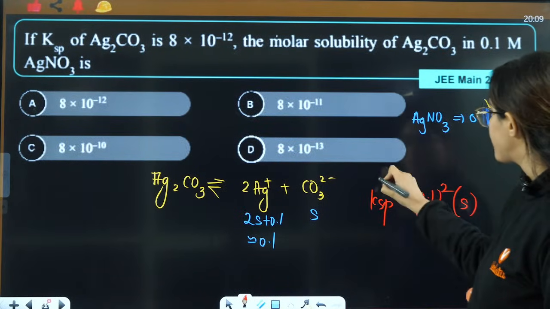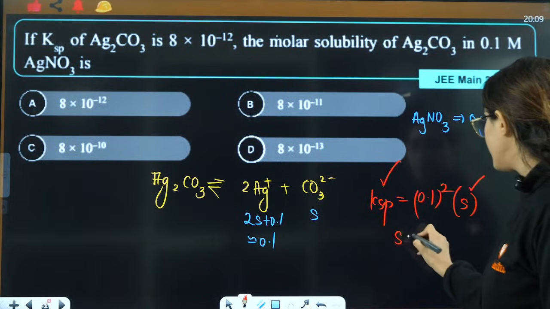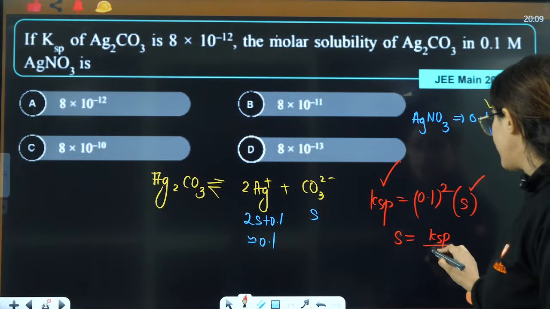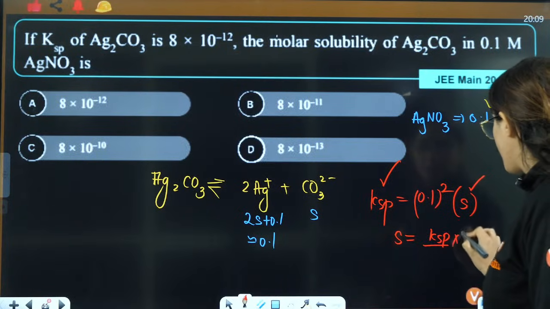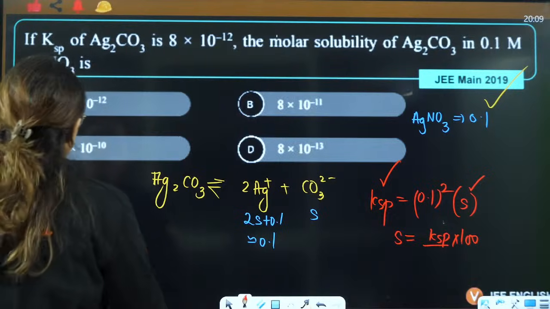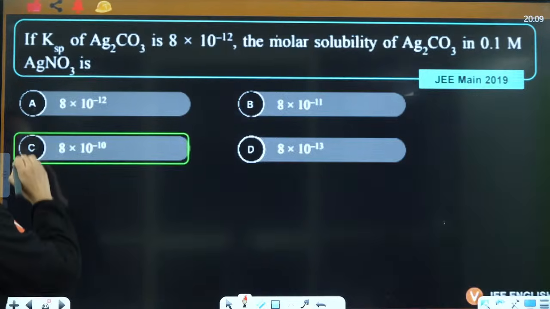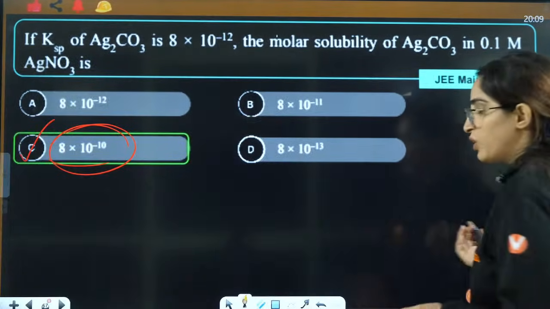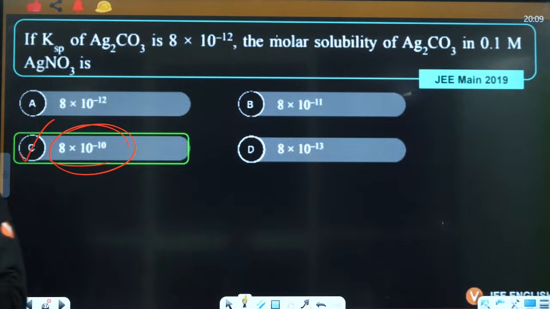So now Ksp is given to you, and solubility you have to calculate. So solubility is equal to Ksp divided by 0.1 squared, that is nothing but multiplied by 100. So it is 8 into 10 raised to the power minus 10, right? So it's quite simple, quite easy. The answer is C, the correct answer here. And these are not very old questions. They are asking the latest ones, only based on solubility.